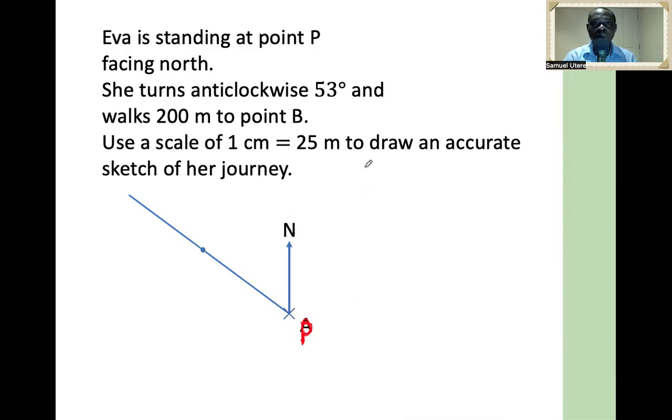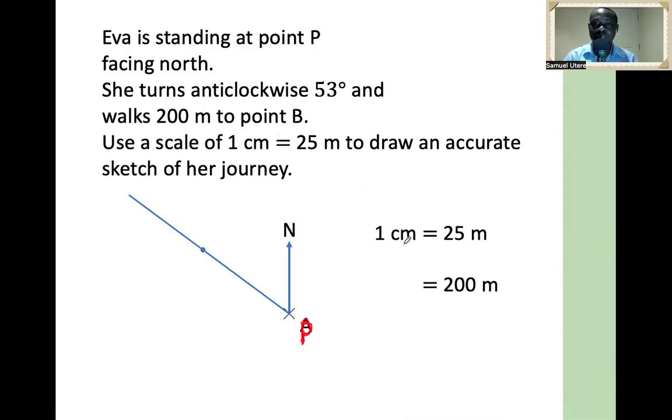We use a ruler to join it, but we can draw it as long as we need to. Because remember, we do not know how long our line is going to be when we have to mark 200 meters using this scale. So let's use our scale and see what happens. We know that 1 centimeter is equal to 25 meters. That's what we've been told. So it means for every 25 meters that Eva walks in real life on the ground, we can use 1 centimeter of our ruler measurement.